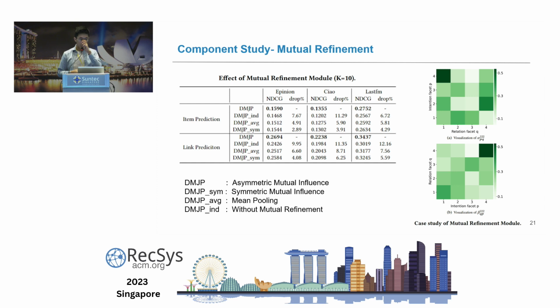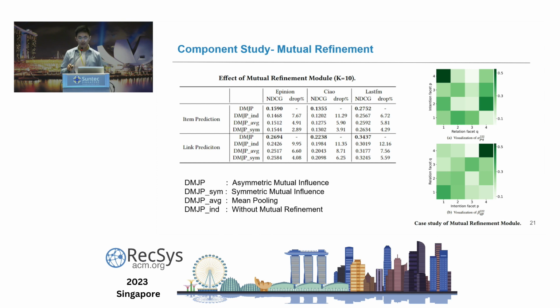And as for the component study for the mutual refinement module, we have DMGP. We first degraded it by changing the asymmetric mutual influence to symmetric mutual influence. And then we further degraded it by replacing the attention model with a mean pooling module. And finally, we completely removed the mutual refinement module. In the table, as we further degrade our model, the performance drops gradually, which indicates the effect of the asymmetric mutual refinement design.